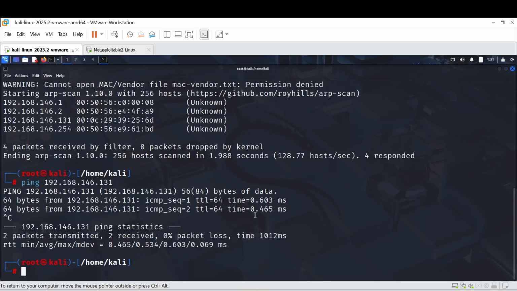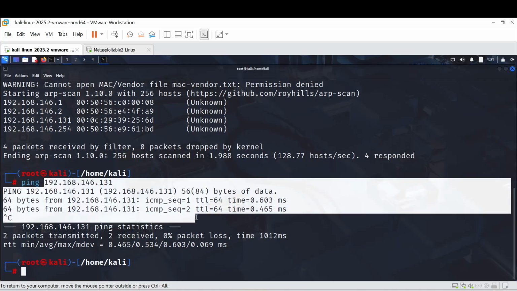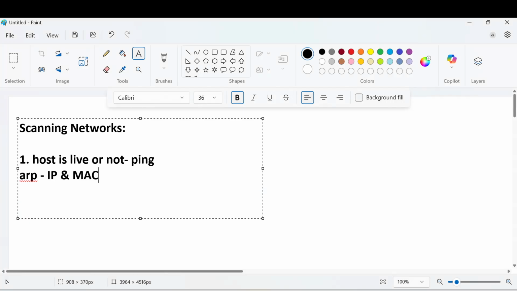So from here, since we are able to see by utilizing the ping utility, which provides us the information about the target's reachability, that our target is reachable, we will be moving to the second step, that is finding the information about what ports are open inside the target system.